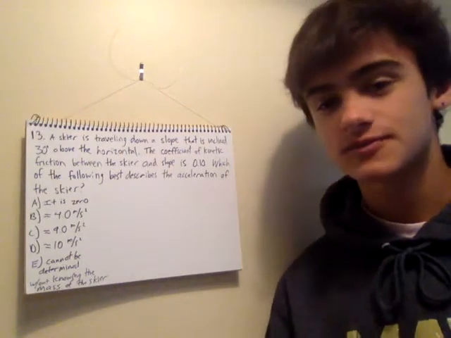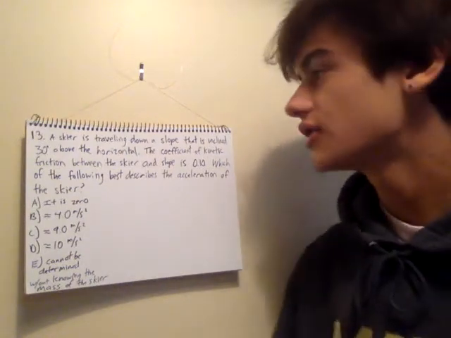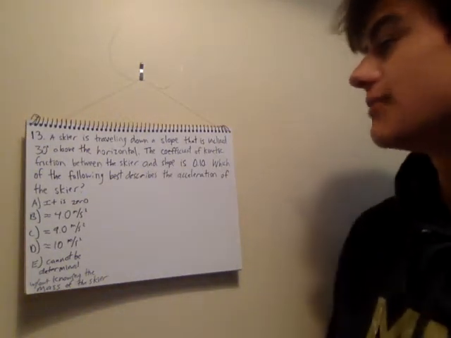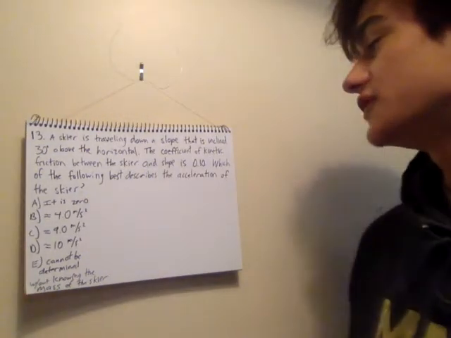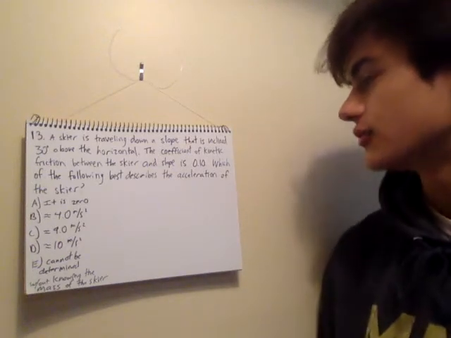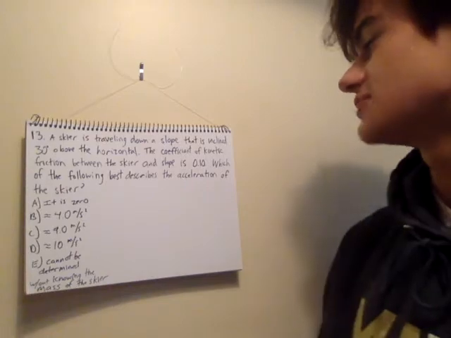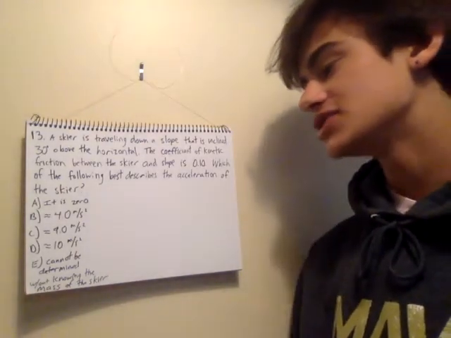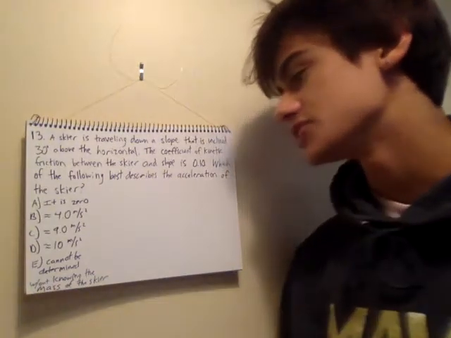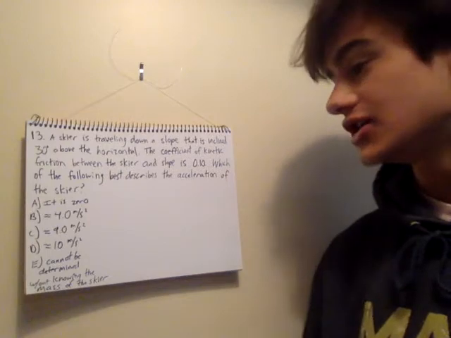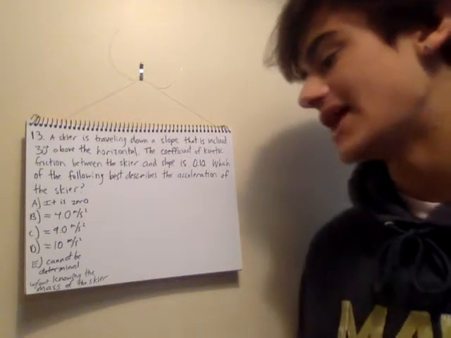So the question we're looking at right now is: a skier is traveling down a slope that is inclined 30 degrees above the horizontal. The coefficient of kinetic friction between the skier and the slope is 0.1. Which of the following best describes the acceleration of the skier? A, it is 0. B, it is about 4.0 meters per second squared. C, about 9. D, about 10. Or E, cannot be determined without knowing the mass of the skier.